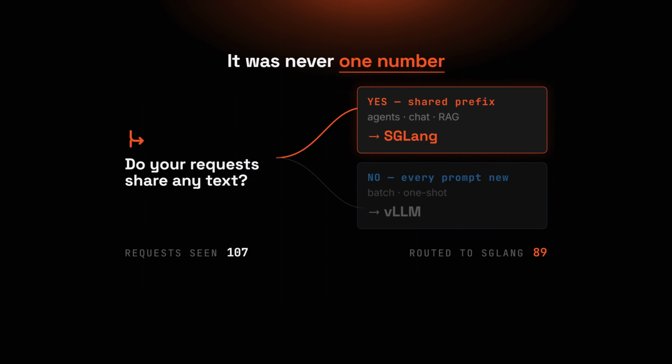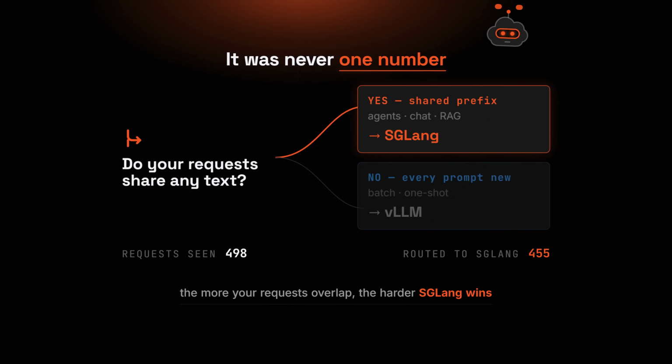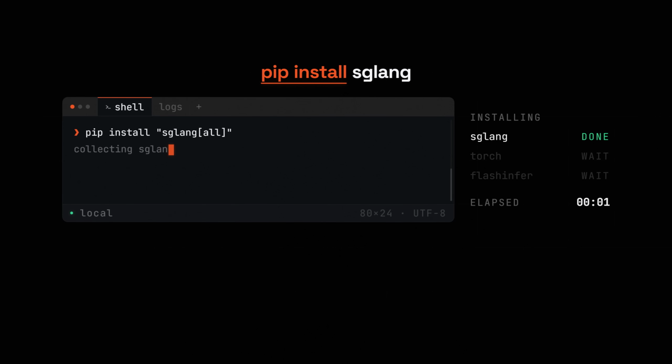It was never one number on a chart. It's a question about your own traffic. The more your requests overlap, the harder SGLang wins. And for anything agentic, they overlap a lot, and it costs you almost nothing to try.